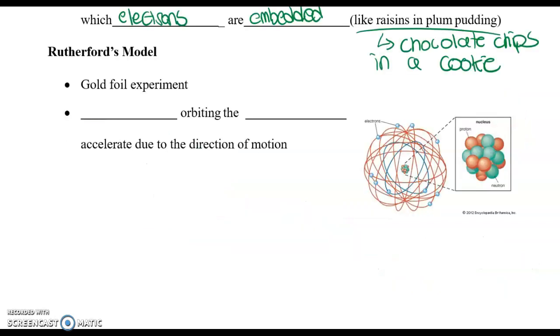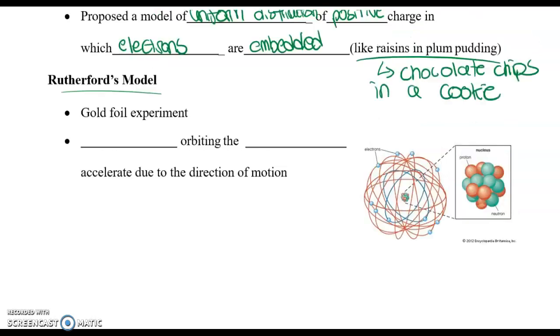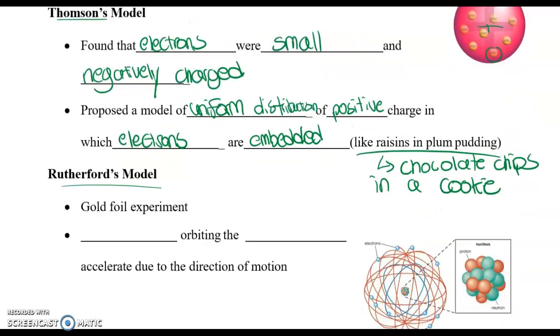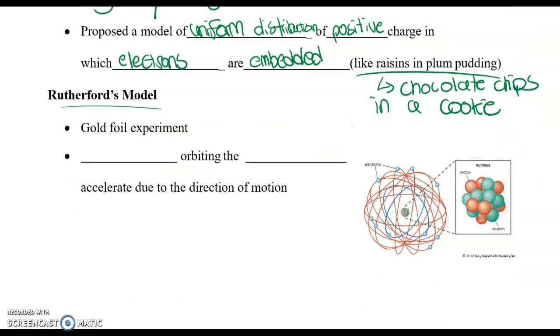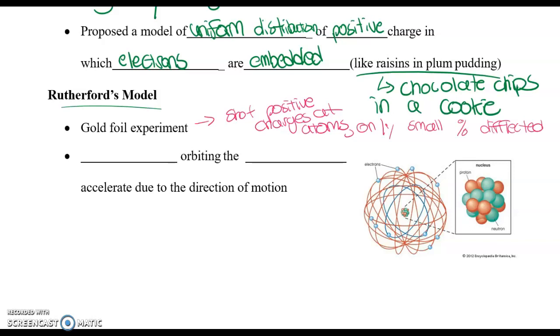Now, if that had been true, when Rutherford shot a bunch of positive charges at some atoms, they should have all bounced off of that cookie part, that positive part that the electrons were embedded into. So he shot positive charges at atoms, and only a small percentage were deflected. So that must mean that the positive charge that they deflected off of wasn't very big.